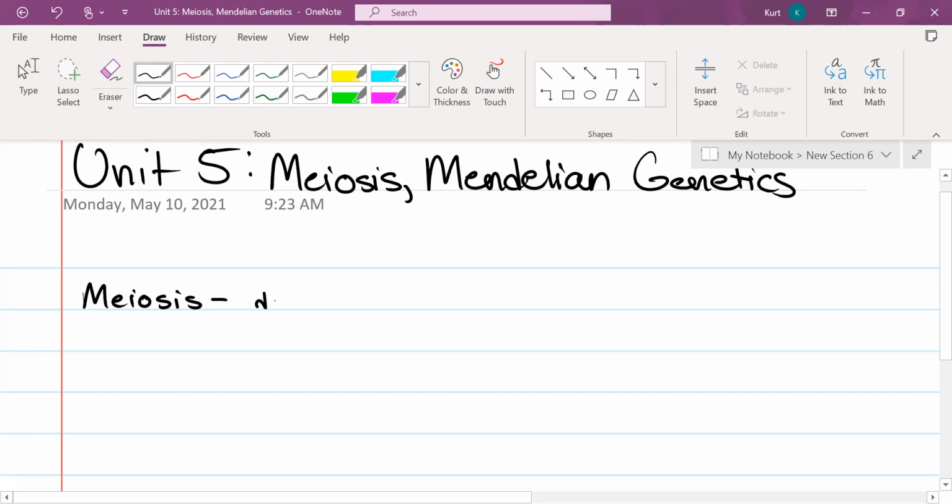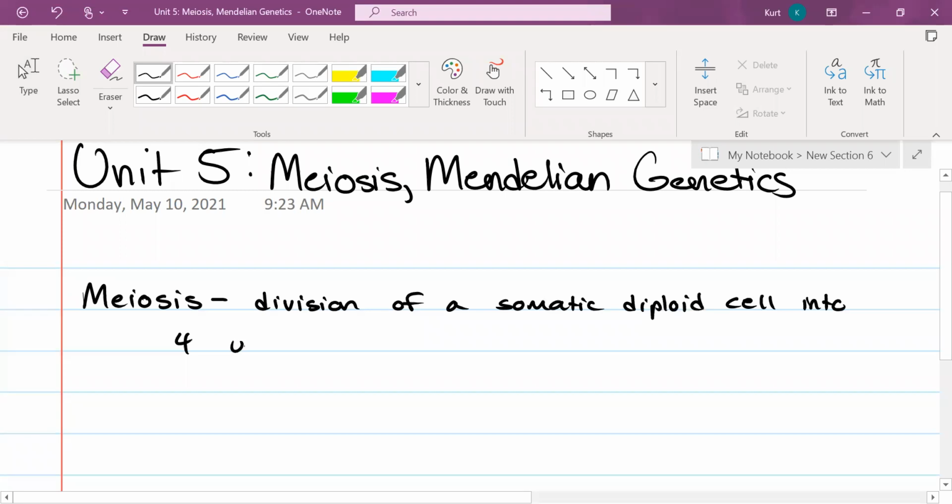Meiosis is the division of a somatic diploid cell, or a diploid somatic cell, same thing, into four unidentical haploid daughter cells.